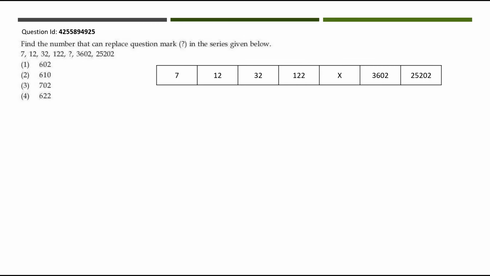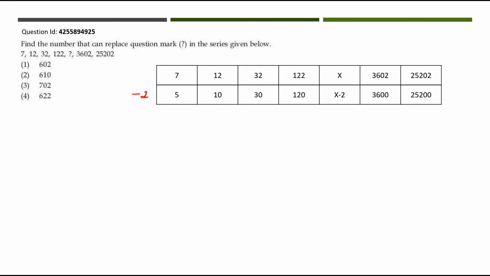First, let's take the numbers 7, 12, 32, 122, x, 3602, 25202. What you can find here is everything is a multiple of 5 plus 2. So we will subtract 2 from all of these. 7 minus 2 is 5, 12 minus 2 is 10, 32 minus 2 is 30, 122 minus 2 is 120, x becomes x minus 2, 3602 minus 2 is 3600, 25202 minus 2 is 25200.